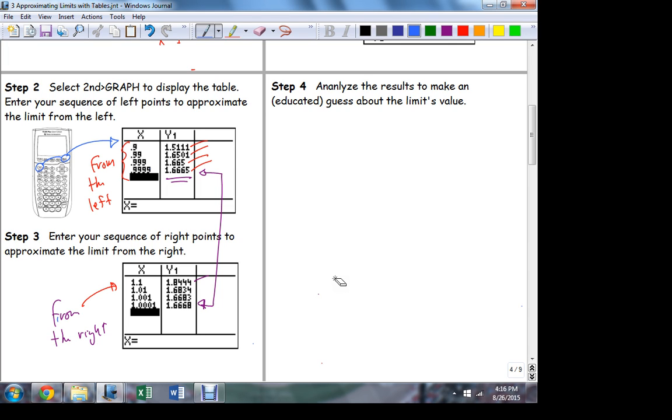But I can see that from the left, the closer I get, these function values are starting to settle down. From the right, the closer I get, these function values are starting to settle down. And not only that, but they seem to be approaching each other. And what I can conclude from this setup is that the actual limit value must be somewhere between these two boundaries. That's what I can conclude.